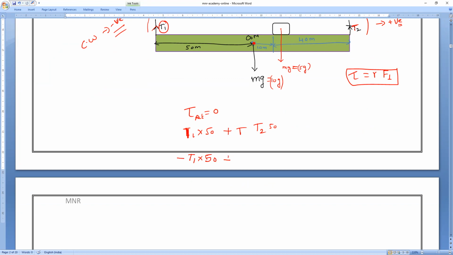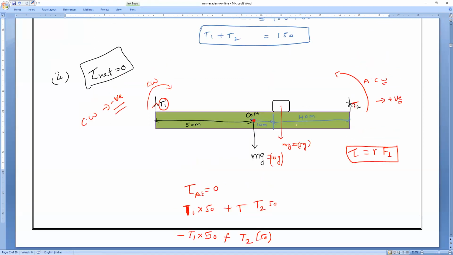Yes? Plus, next one, this one is T2 into 50, but still there is one more mass. One more mass is present. How many meters away from the center of mass? Verify it, everybody. How many meters away from the center of mass? Anyone? 10 meters. Now, can you tell me what is the direction of this one? Anybody? Suppose I am having a slider, and this mass is present here.